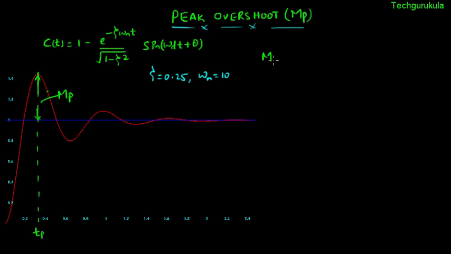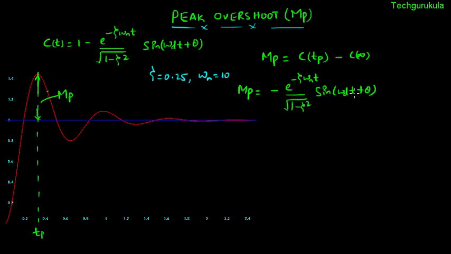We can say its definition as MP equals C of TP, the output response magnitude at t equals TP, minus C of infinity, the final value expected. We know C of infinity, the final value of the output response, is 1 because the exponential value tends to 0 as t tends to infinity. So if we substitute C of infinity as 1, we can rewrite this MP as minus e power minus zeta omega n t over square root of 1 minus zeta square times sine of omega d t plus theta.